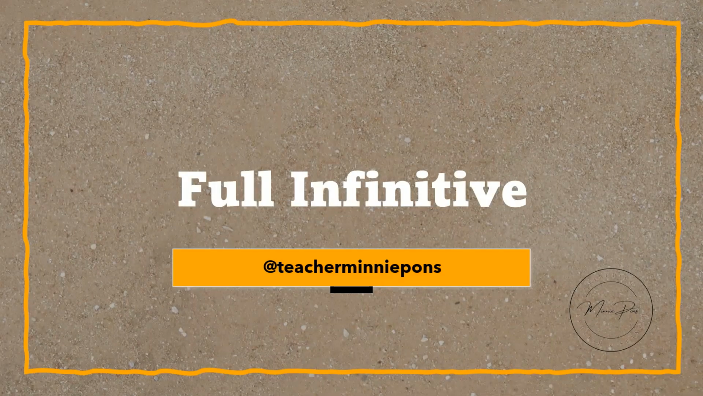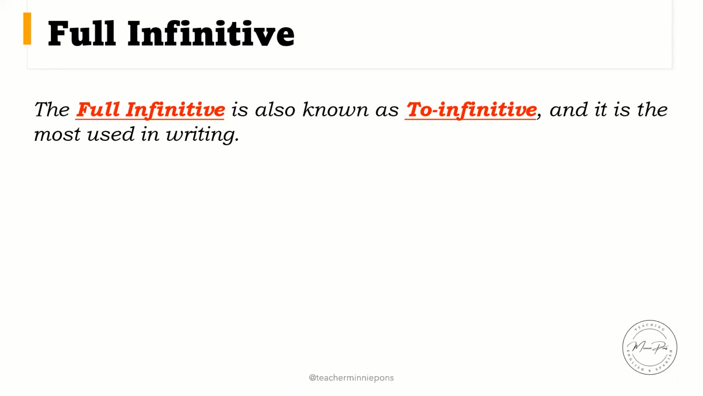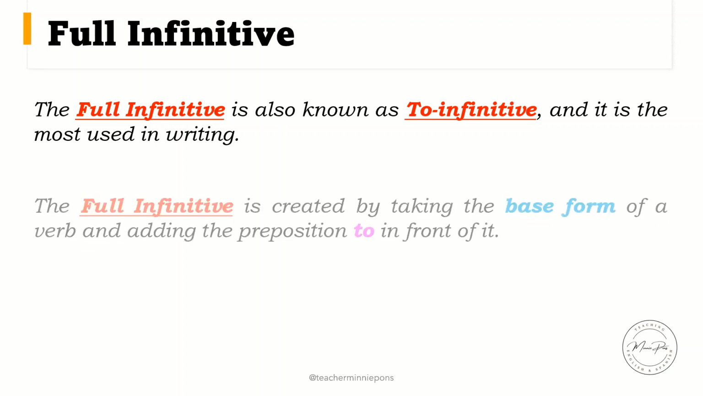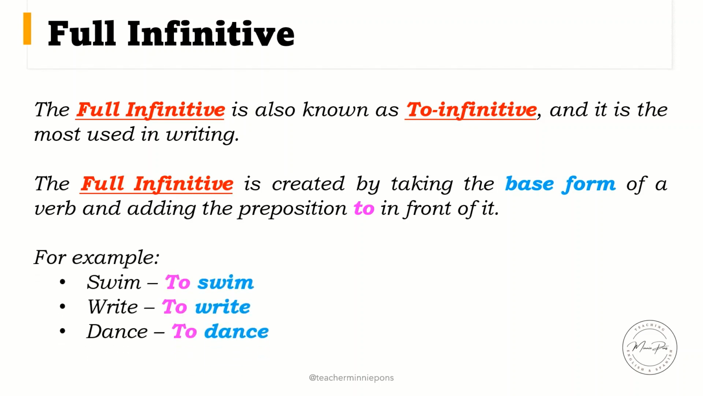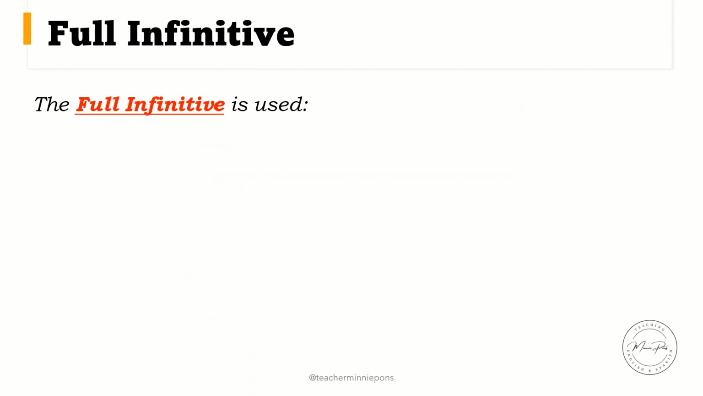Let's begin with the full infinitive. The full infinitive is also known as to infinitive, and it is the most used in writing. The full infinitive is created by taking the base form of a verb and adding the preposition to in front of it. For example, swim becomes to swim, write becomes to write, and dance becomes to dance. Let's see the uses.